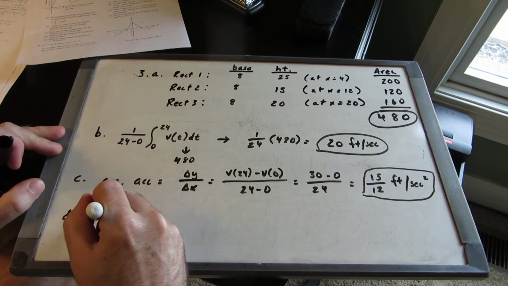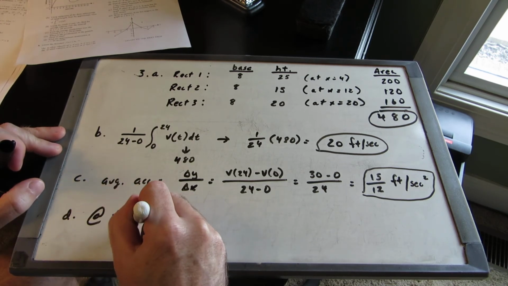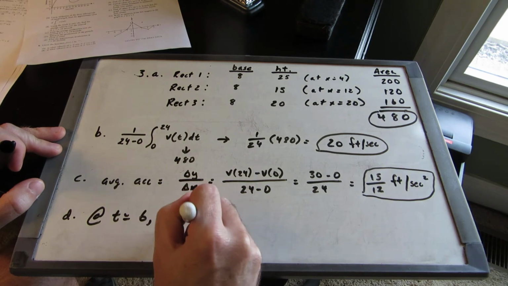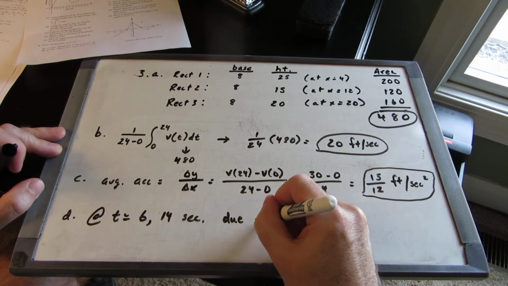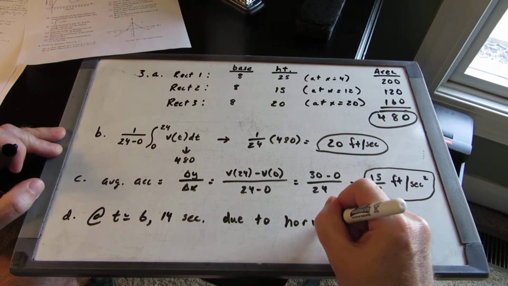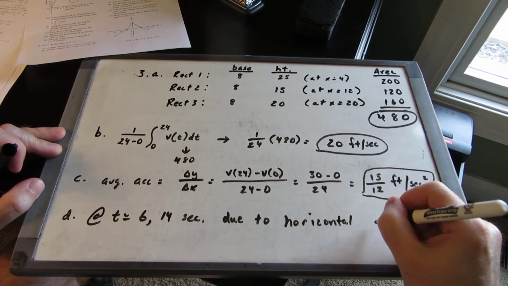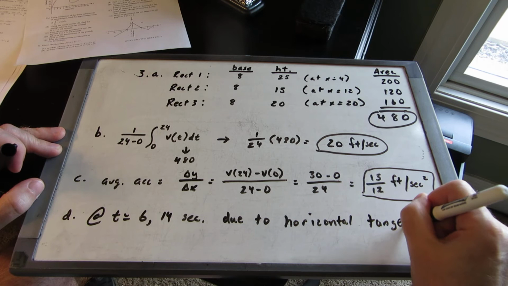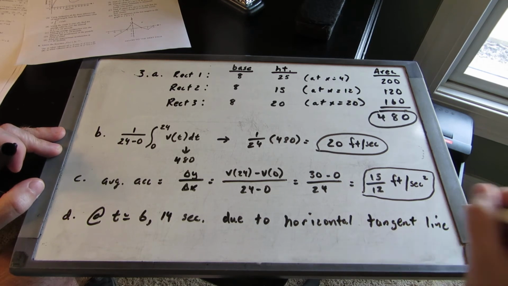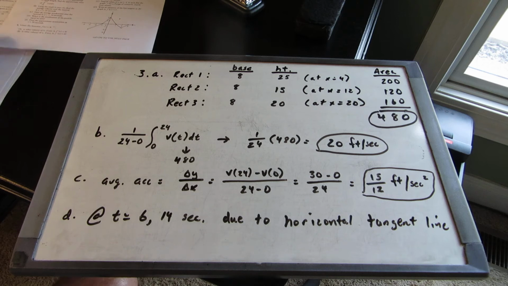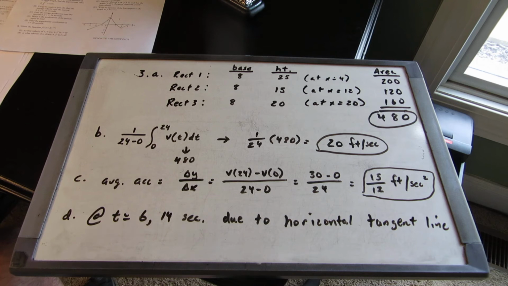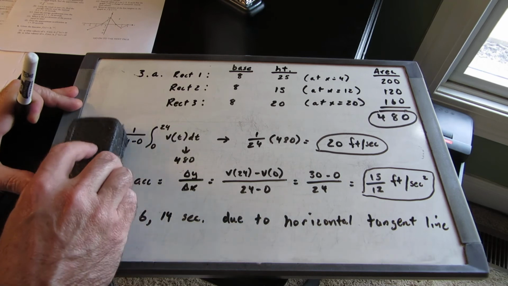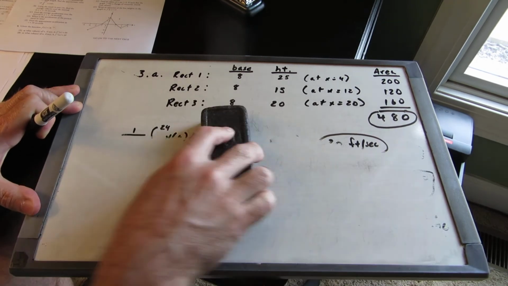So at t equals 6 and 14 seconds, due to horizontal tangent line. Okay, so not too bad so far on number 3. Let me erase that and get part E.